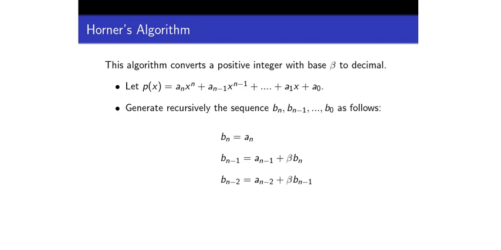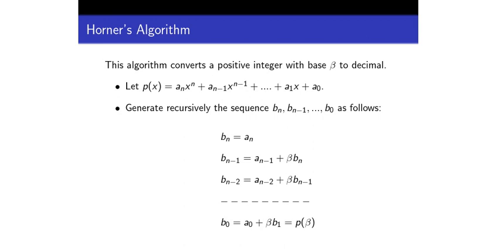Similarly for bn minus 2: once you have bn equal to an, bn minus 1 is going to use bn, that is beta times bn. So bn minus 1 equals an minus 1 plus beta times bn. Similarly bn minus 2 equals an minus 2 plus beta times bn minus 1, and so on. So the final is b naught equals a naught plus beta times b1, which is equal to p of beta.